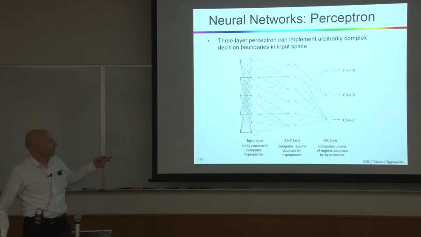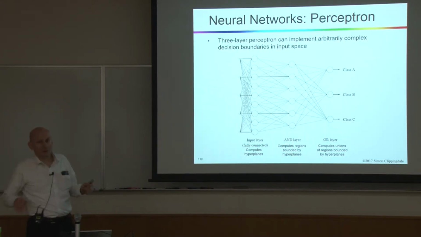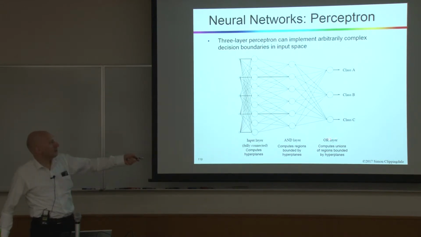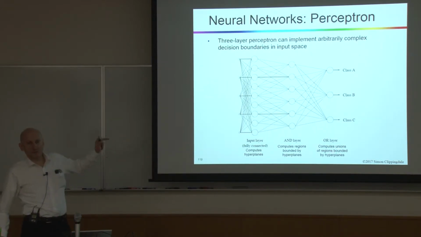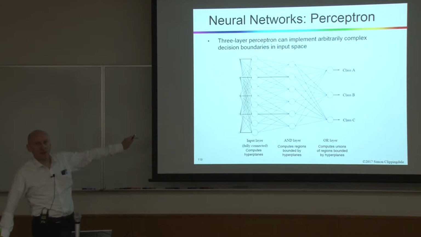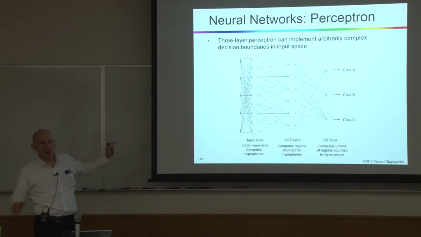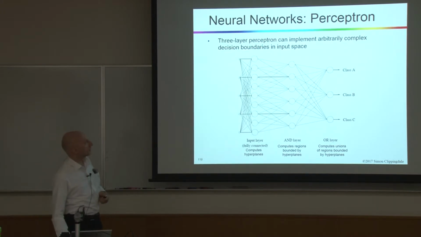So the first layer here computes hyperplanes like we just saw, simple linear decision boundary. Then we have a layer of AND functions which effectively just computes regions bounded by these hyperplanes, and then an OR layer can compute a union of these regions. So if you have enough units, 3 layers is enough to create an arbitrarily complicated decision boundary.